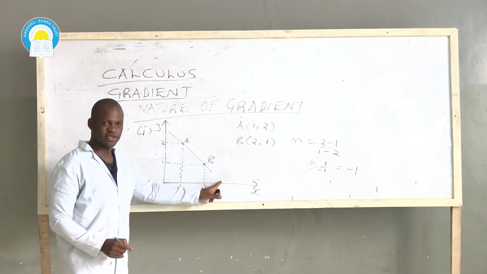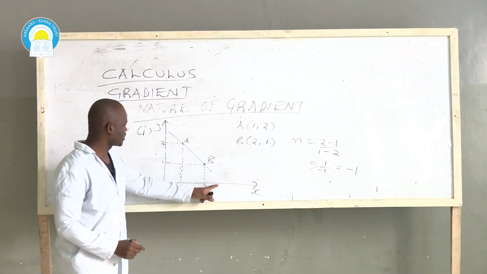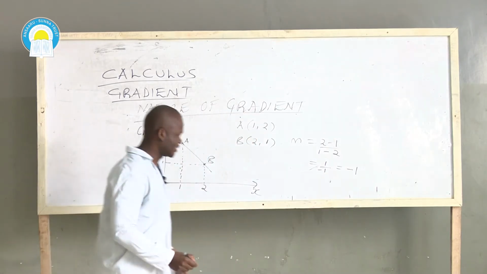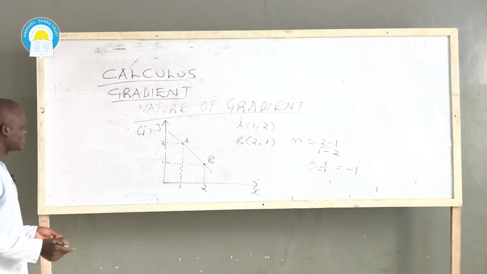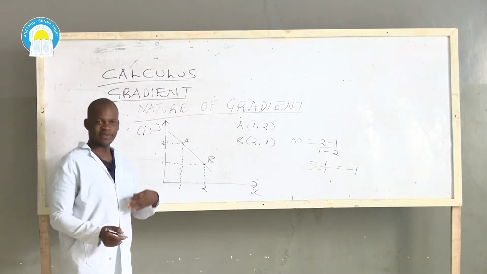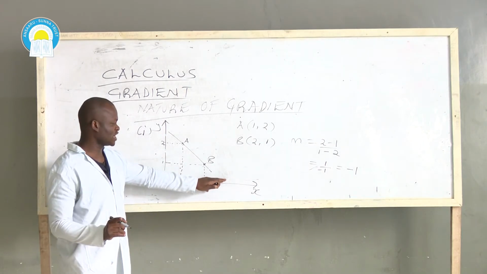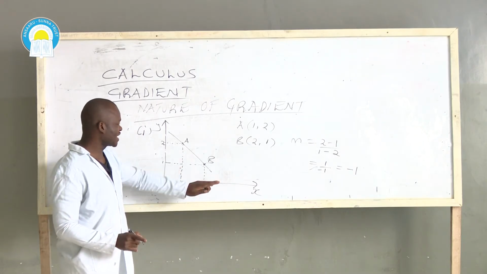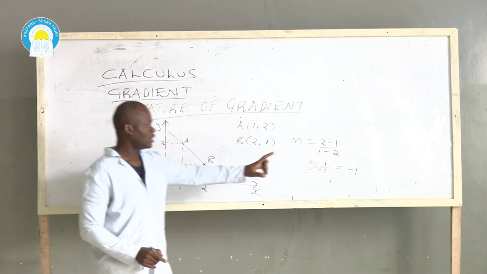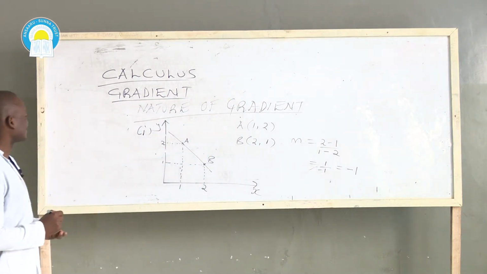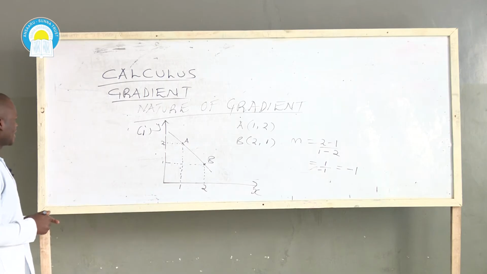proving the point I gave earlier, that any line with this inclination, meaning sloping downwards from left to right, will have a negative gradient. Now, people doing business studies, you will remember the demand and supply curve. Demand has a negative gradient, of course. So any line with that inclination will always have a negative gradient. That's the first nature of the gradient of a straight line.